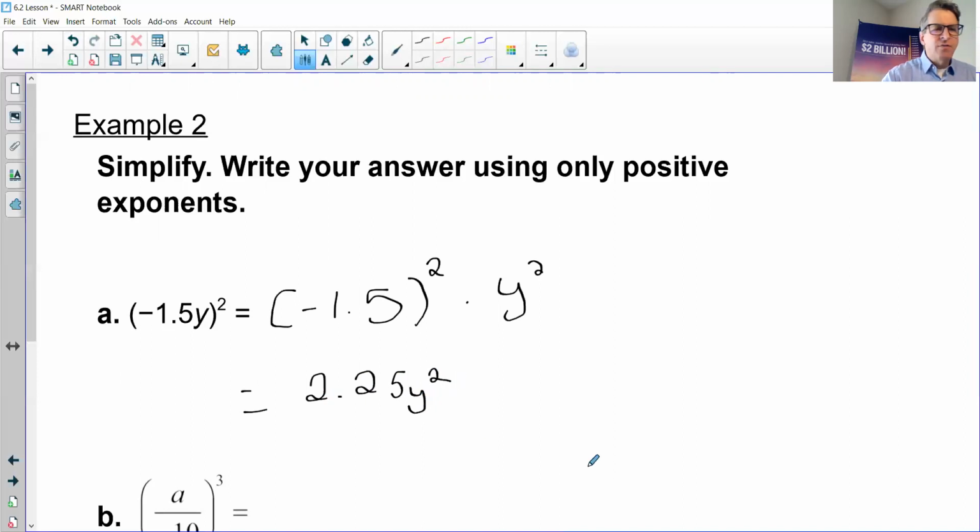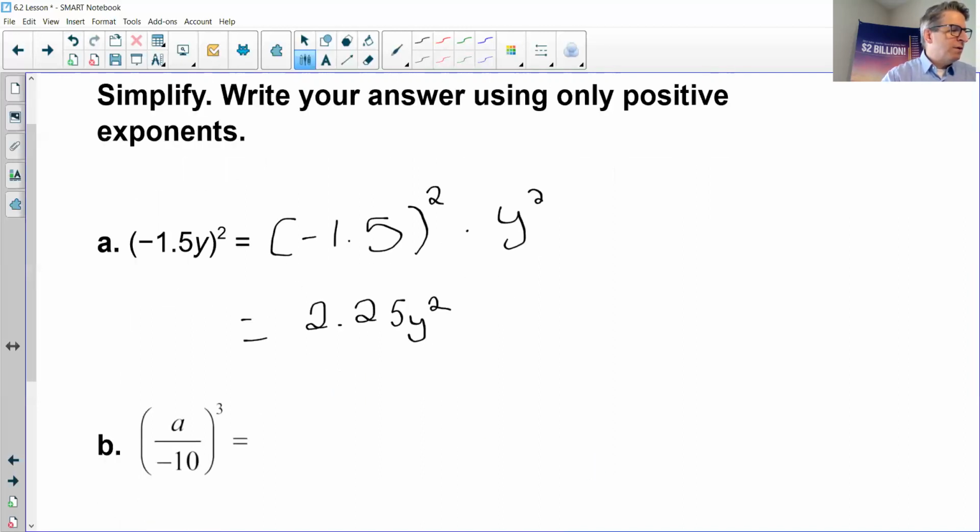Letter B, a over negative 10 all raised to the third. This is the power of a quotient property. So basically that a is raised to the third, and the negative 10 is raised to the third. And your answer there would be negative a to the third over 1,000.